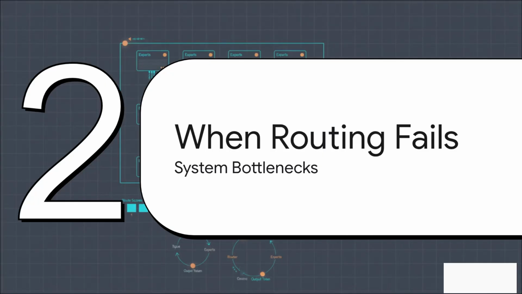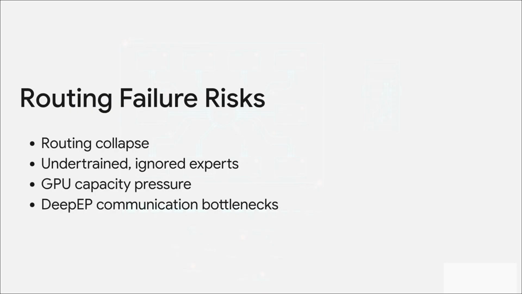Section 5. When routing fails. Let's look at system boundaries and bottlenecks. We've got to be real here for a second. Selective computation is inherently dangerous. When you rely on dynamic routing, things can break down. And if the dispatch system fails, you hit these severe bottlenecks.